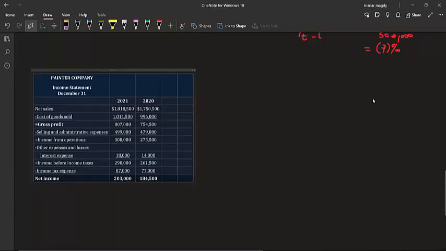So we're going to do the same thing for year 2020. Here we're going to calculate the amount, and we're going to calculate the percentage. So the net sales in year 2020 were equal to 1,750,500, and it increased to 1,818,500. So the difference between year 2020 and 2021 equals 68,000. So it increased by 68,000.